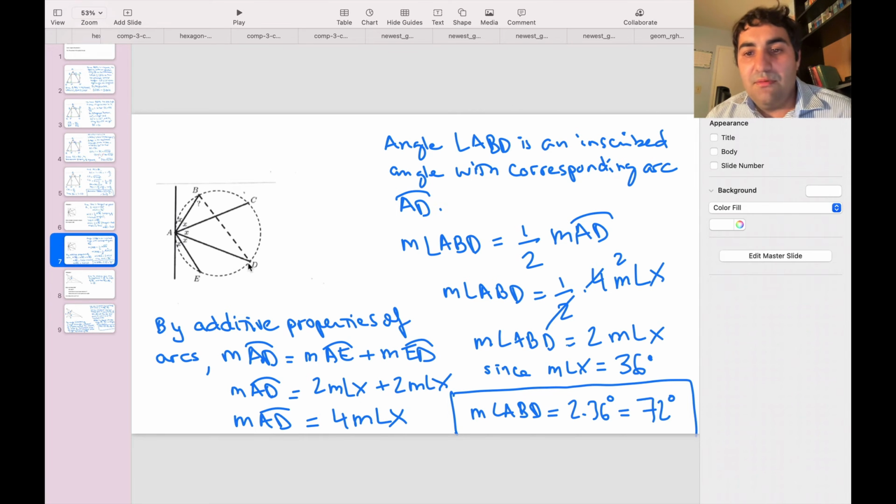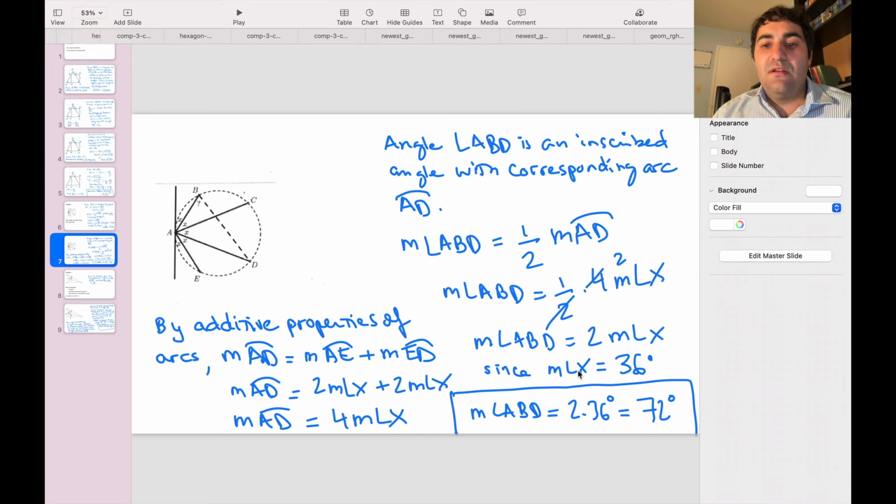So that's the formula we use. So we can substitute. We know the measure of arc AD equals 4 times the measure of angle X. So 1/2 times 4 times the measure of angle X, and then we're left with measure of angle ABD equals 2 times the measure of angle X.